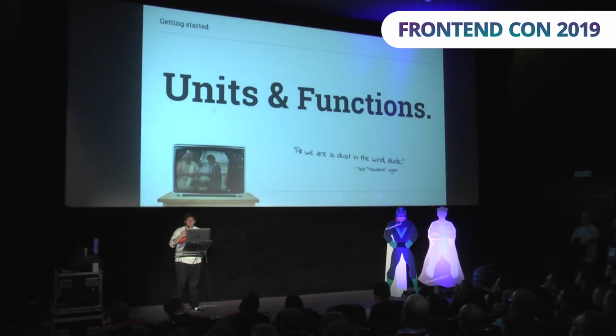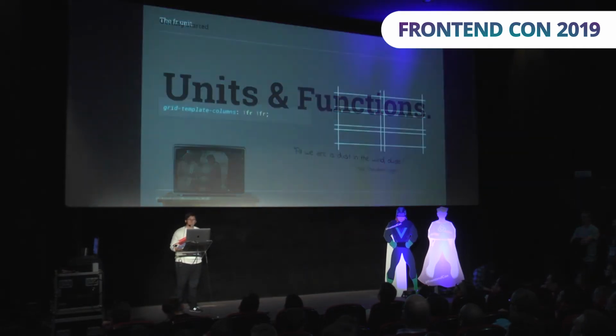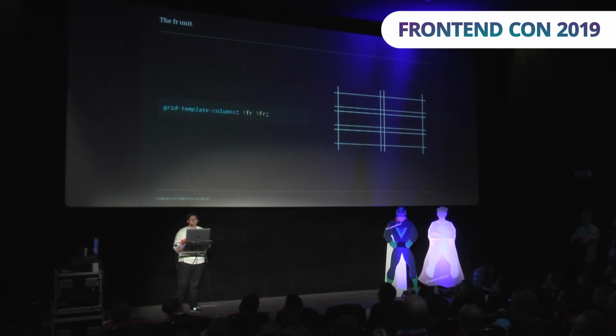The CSS Grid Specification also added some new units and functions as well, which are pretty neat. So the FR unit is probably the biggest, most important thing. It basically stands for fraction. It allows you to size your grid columns or rows according to a proportion of the available space in the grid. And this is super useful.